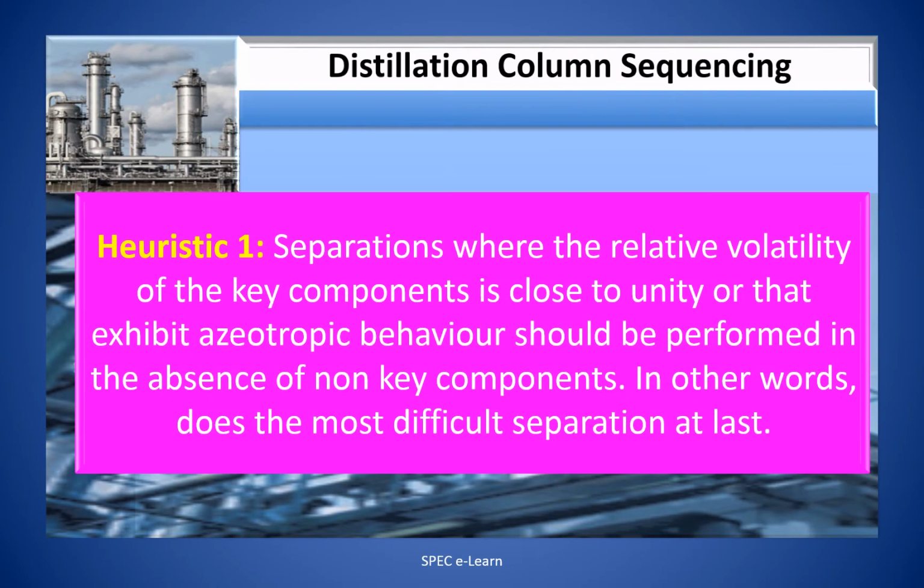Heuristic 1. Separations where the relative volatility of the key components is close to unity or that exhibit azeotropic behavior should be performed in the absence of non-key components. In other words, do the most difficult separation last.